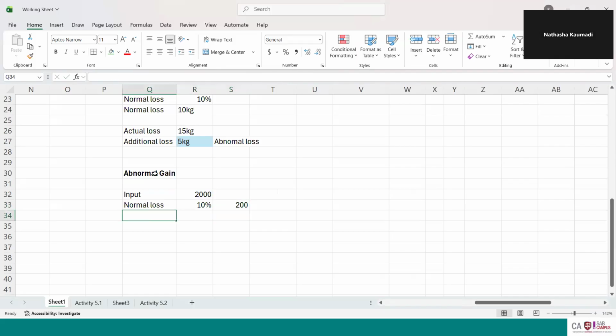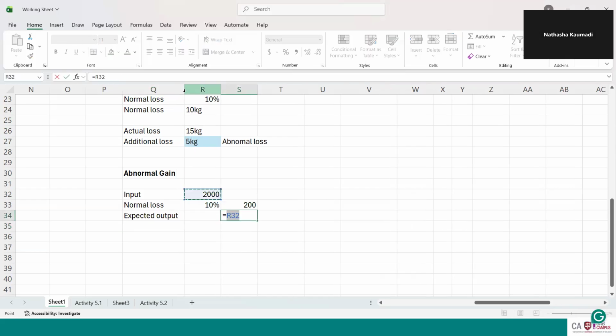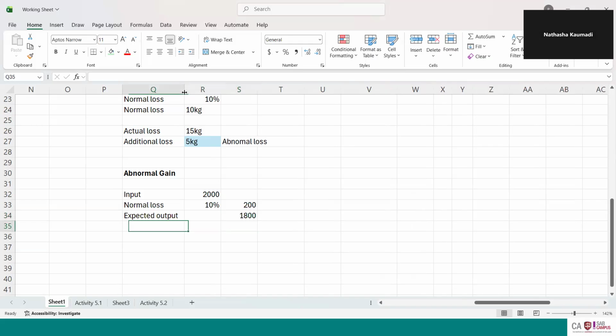Then what is your expected output? After removing your expected normal loss, then you can expect only 2000 minus 200, 1800. So you are fairly expecting that at the end of the process, you will have 1800 units. But when you take your actual output, imagine you get 1850 units.